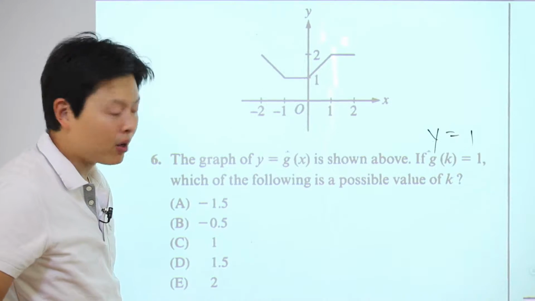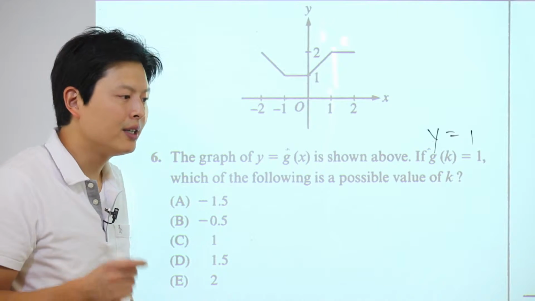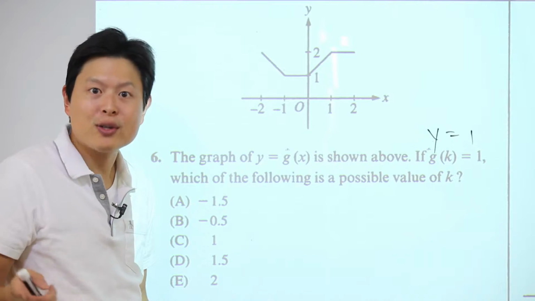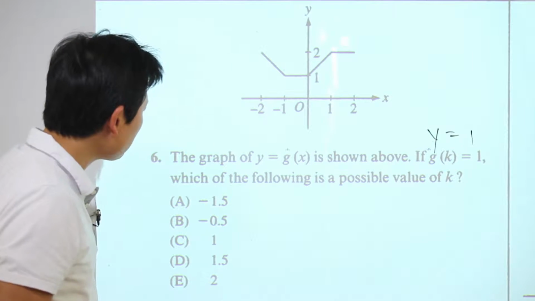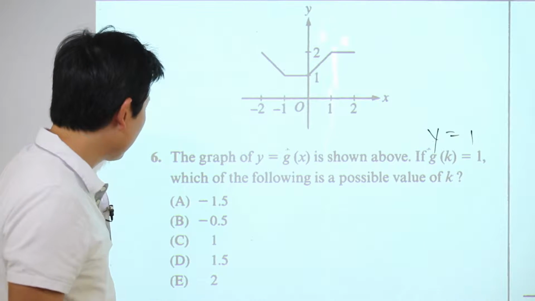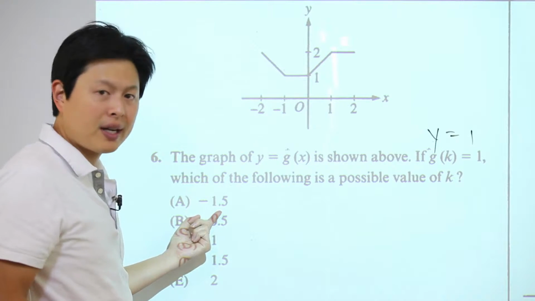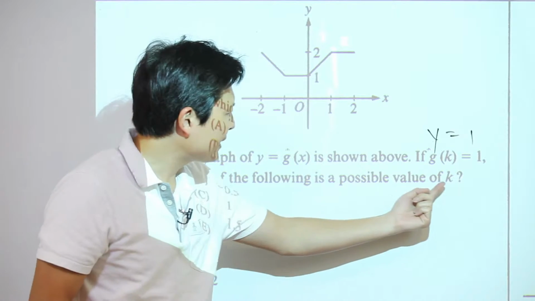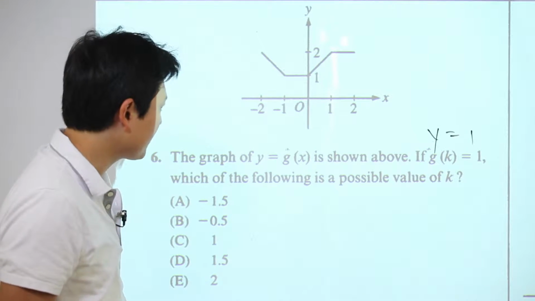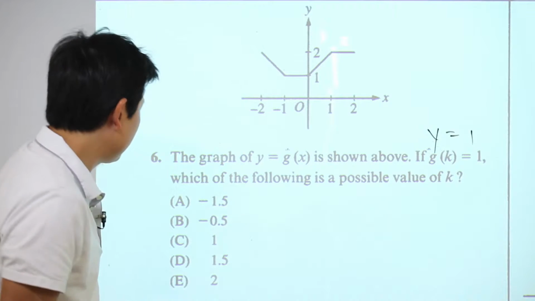They make it a little bit harder to figure this one out, but it doesn't have to be that hard because you can always use the answer choices. We call it UTAC, use the answer choices. So if you just go through the answer choices, like A, negative 1.5, what does that mean? What does negative 1.5 stand for? Well, they're asking for the possible value of k, and k is the input, which is the x coordinate. So these are all values of x. If these are all x's, let's see what that gives us.